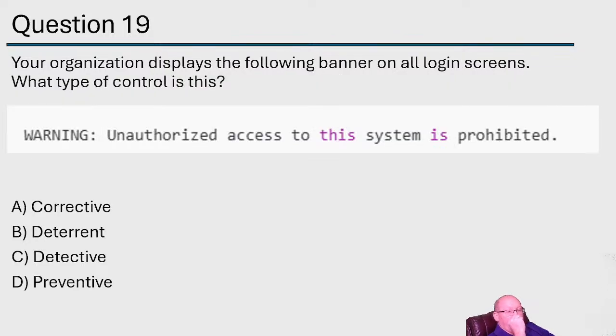All right, question number 19. 3 more questions left, and then we'll shut this down. Maybe I'll do some open Q&A afterwards, just in case I have some people on here that want to answer me some questions.